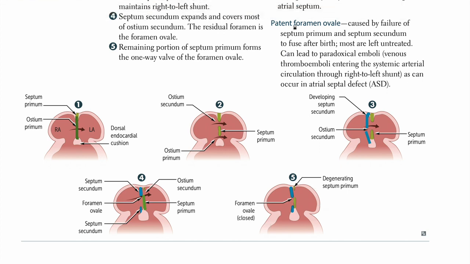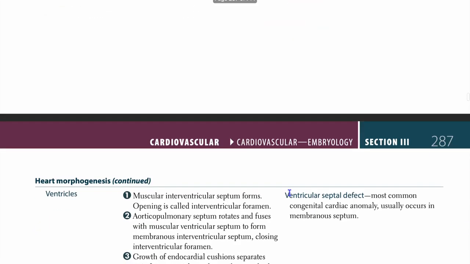Okay, so remember, atrial septal defect happens because there's a failure of fusion between the septum primum, the green one, and the septum secundum, the blue one. Okay.